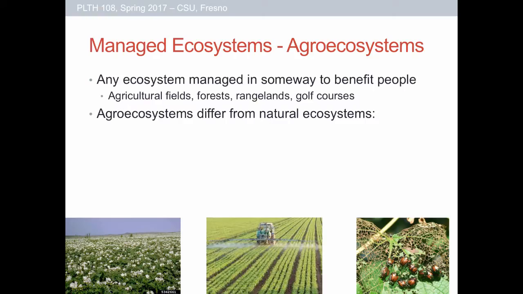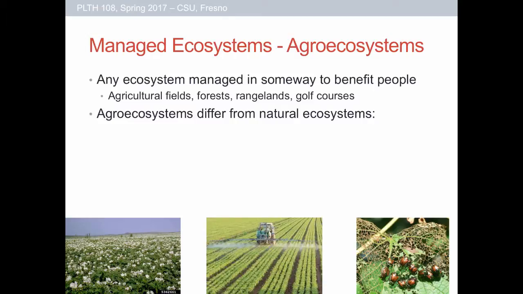All right, so finally, how do all of these things come together into the ecosystems that we are preparing ourselves to work in, agroecosystems? Agroecosystems are basically any ecosystem that's managed in some way to benefit people. Typically we think of agroecosystems as agricultural fields, but if you wanted to spread it out, you could say that technically a forest that's managed by foresters is an agroecosystem, as is a rangeland. And at the very extreme, you could even say things like golf courses and public parks are agroecosystems, because they are manipulated by humans for human need.